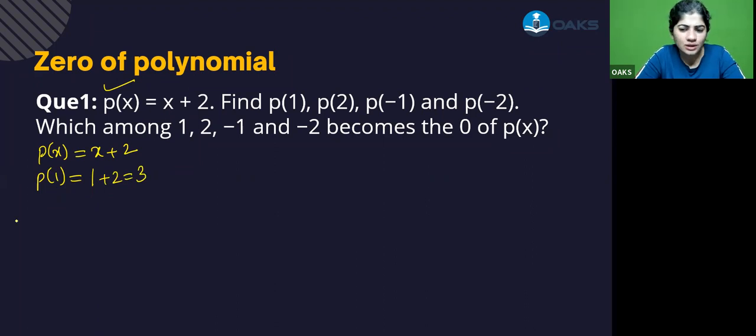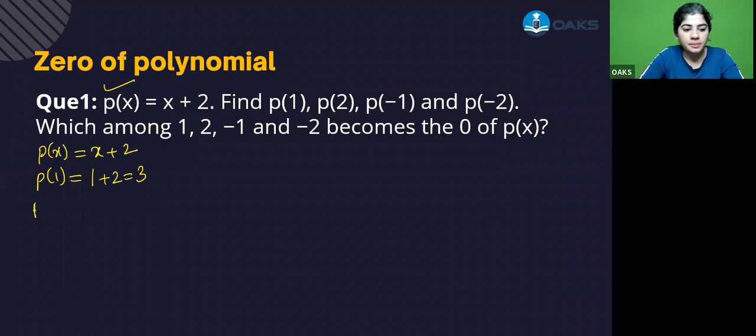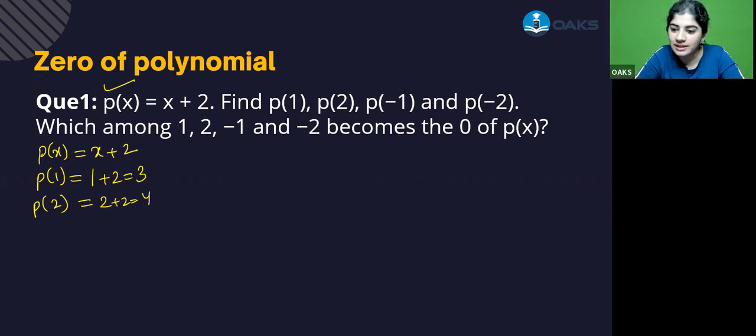So is 1 the 0 of the polynomial? School 1? Is 1 the 0 of the polynomial or not? No. Good. Okay, let's find the next one. P of 2. 2 plus 2 is 4. Now this is also not the 0 of the polynomial. Yes, thank you so much. So p(2) is equal to 4, and we also know that 2 is not the 0 of the polynomial because we are getting value as 4, not 0. Okay, let's find something else, that is p(-1).